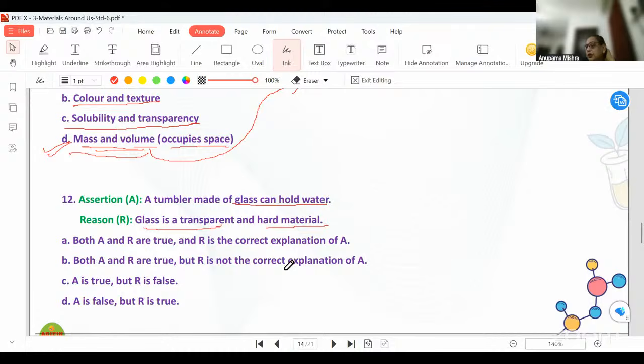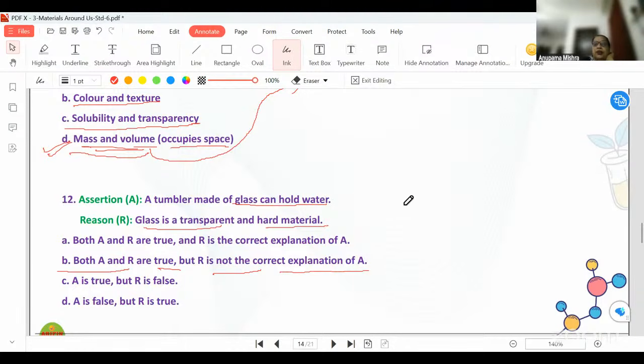B. Gram and kilogram. I'm asking about question 12. 12 is B. Yes, those who have answered this one: both A and R are true, but R is not the correct explanation of A.